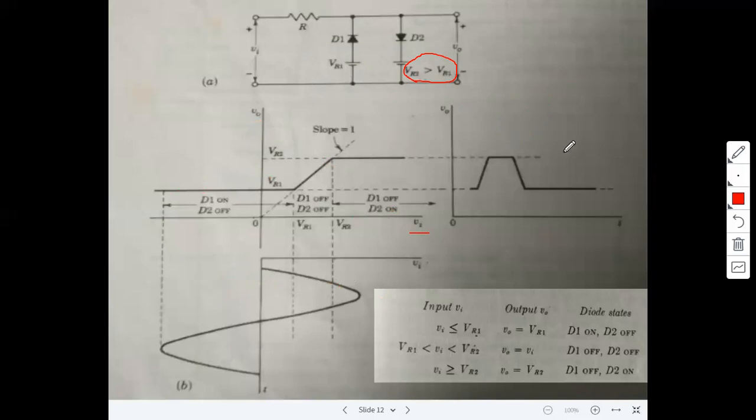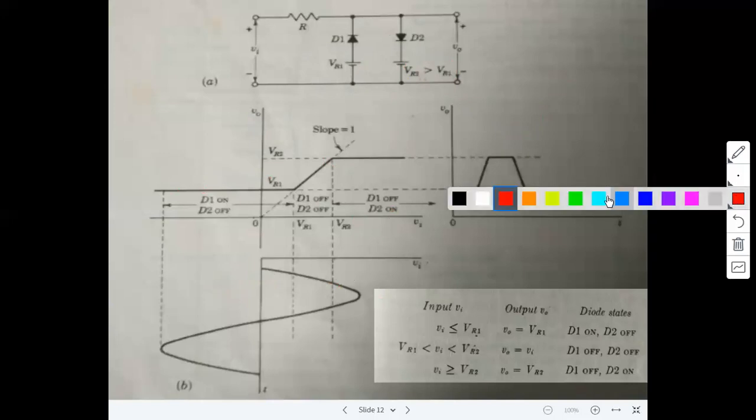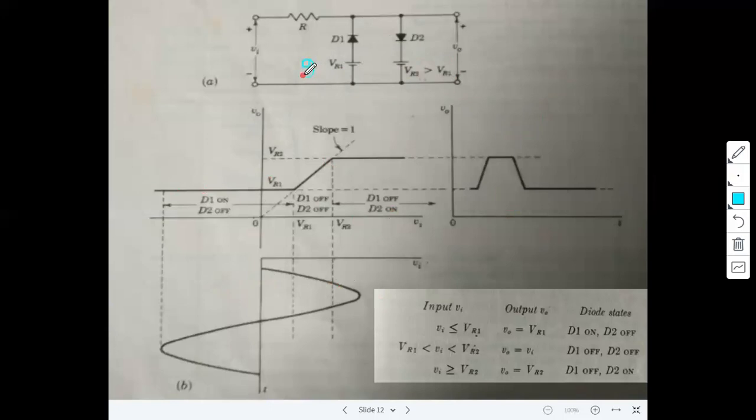Okay, to understand this clipper circuit, let us consider the VR1 value. VR1 is equal to 2 volts. VR2 is equal to 3 volts. Right? VR1 2 volts, VR2 3 volts. Now the condition VR2 greater than VR1, 3 greater than 2. Now observe here below there is a table. This is called the truth table.